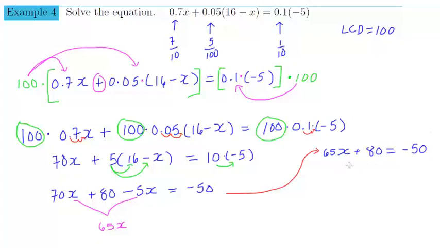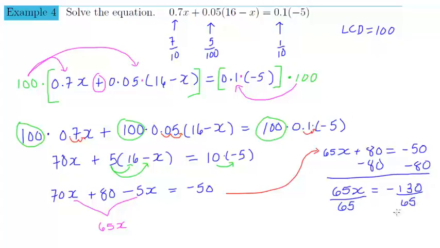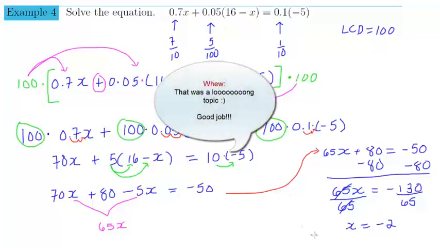Finally, we use our reverse operations and isolate x. So we'll subtract 80, bringing me to 65x equals negative 130. Divide both sides by 65. Again, 65 actually goes into 130, so this will leave us with x equals, don't forget your negative sign, negative 2. There's our answer.